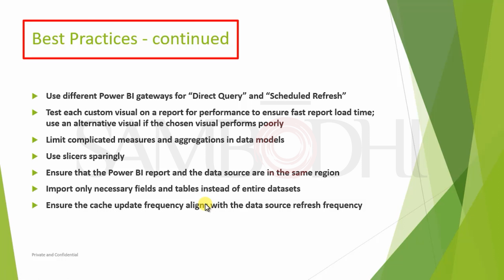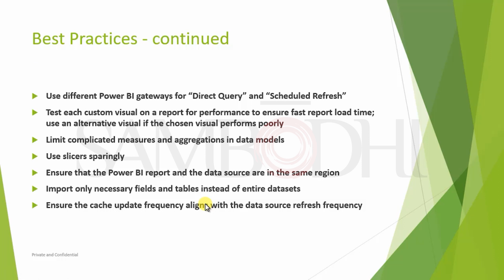Next set of best practices include using different Power BI gateways for direct query and schedule refresh. As you know, when we schedule a refresh using a gateway, it locks the database for the time the refresh is in progress, just to ensure there is no dirty read in the system. At the same time, if there are certain direct queries in your visuals which refresh data directly using the gateway from the database, then there are cases where the visuals do not render well and do not show up well on the screen.